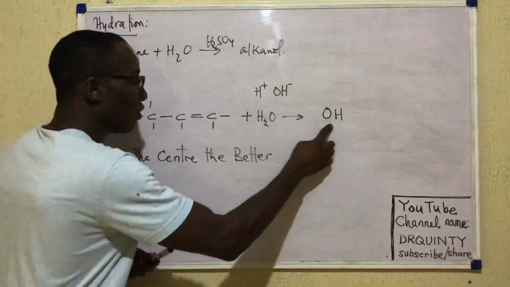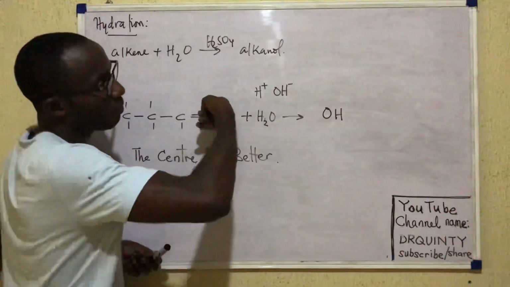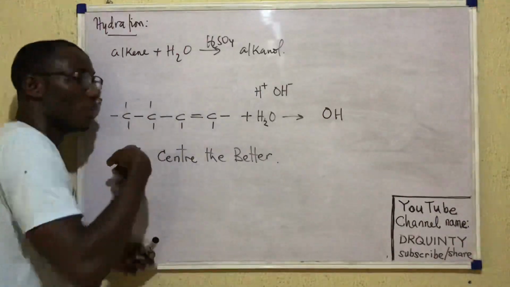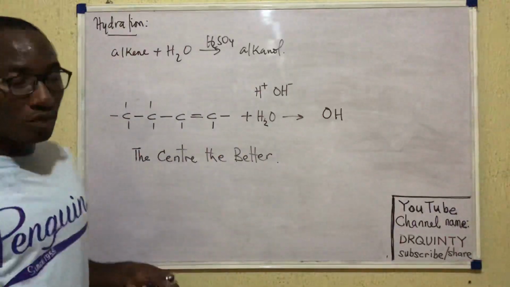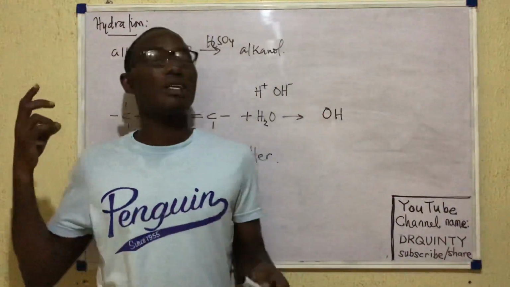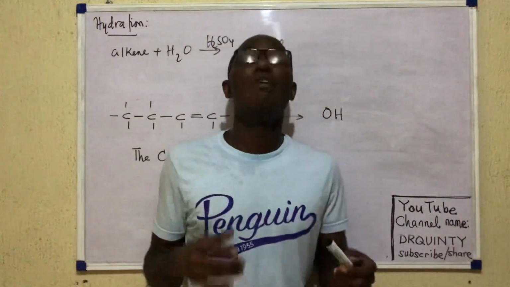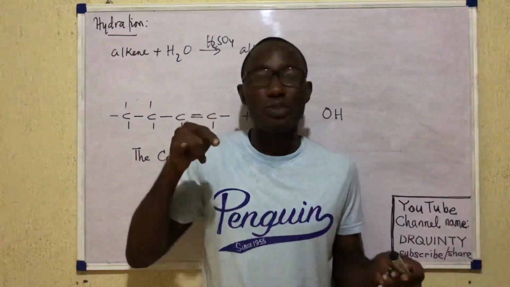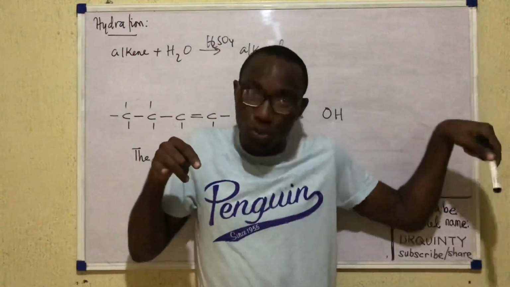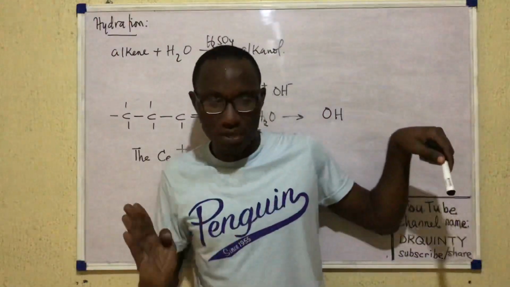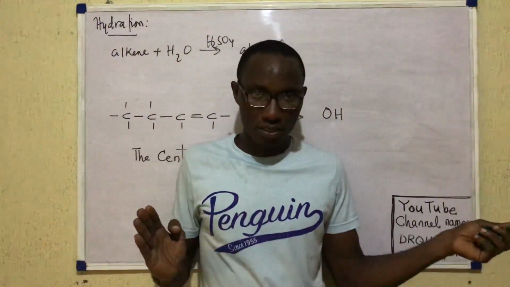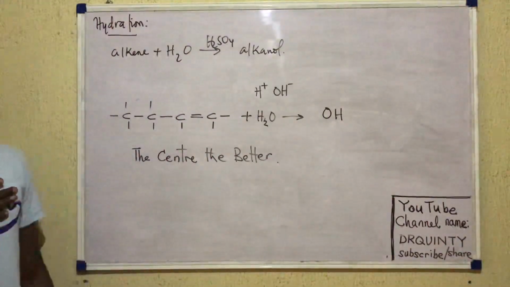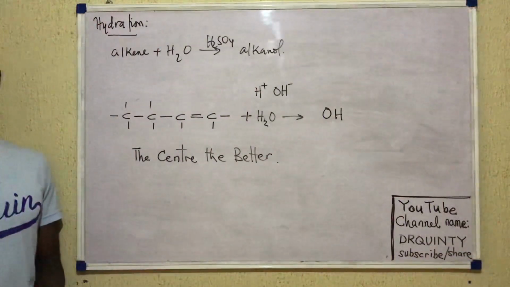So if you put the OH on carbon 1, that means it's out. But if you put it on carbon 2, the center, the better. So for hydration, for hydrohalogenation, for reaction with chlorine water, bromine water, for most reactions where Markovnikov's rule is involved, just know that the functional group in the product would prefer to be inwards than outwards. So that's what I call the center, the better, my version of Markovnikov's rule.